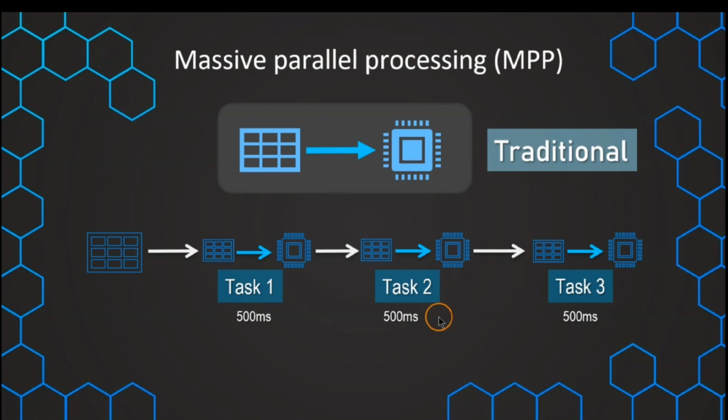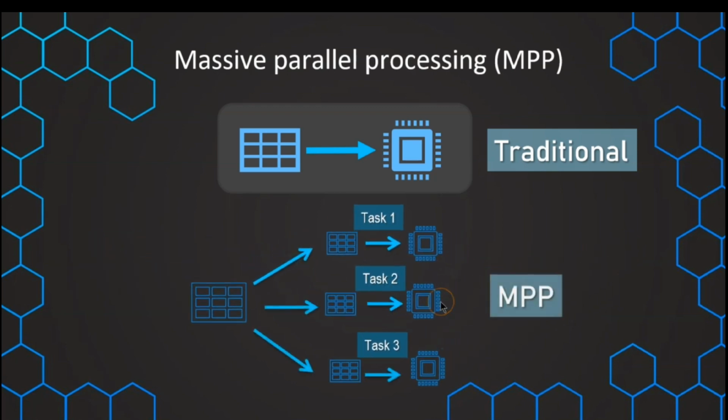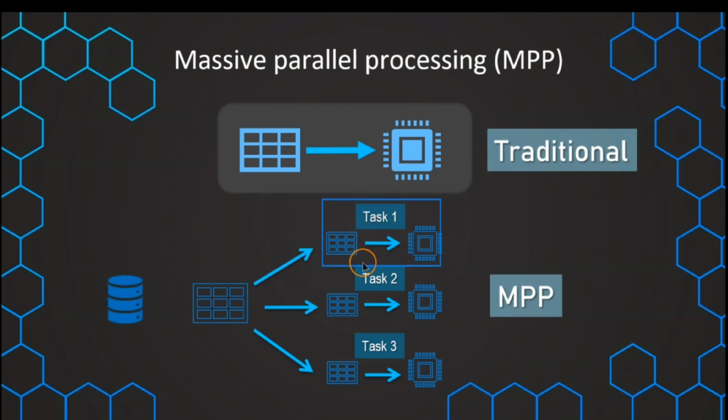But now with the massive parallel processing, all of these subtasks can be processed in parallel. And with that, we don't need to wait until all of the individual tasks are completed, but they can be all started at the same time. And with that, we have, of course, a much better query performance. So the query will be returned much faster. And those nodes, they work independently.